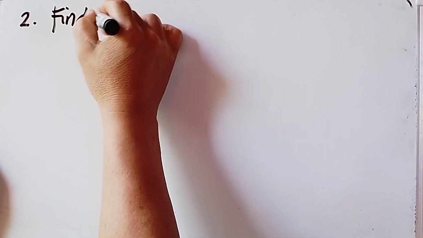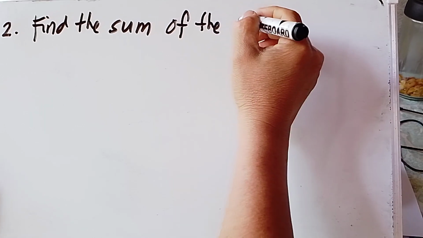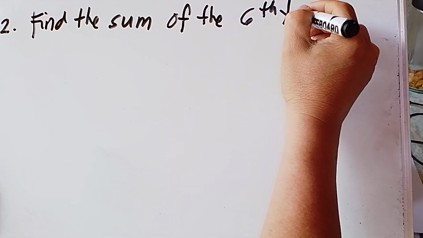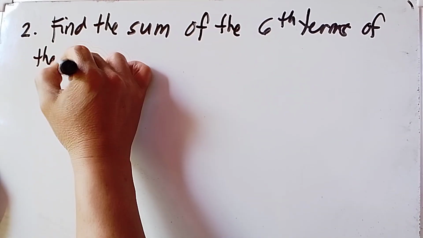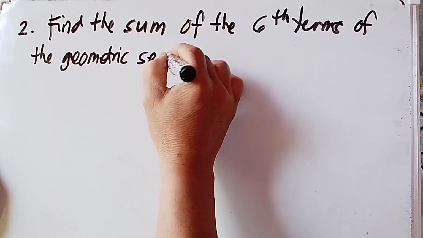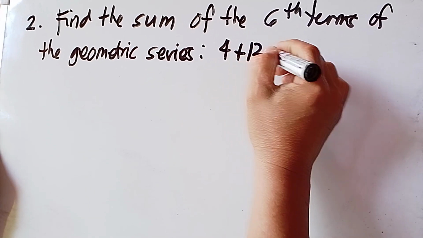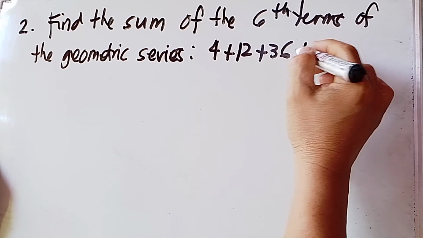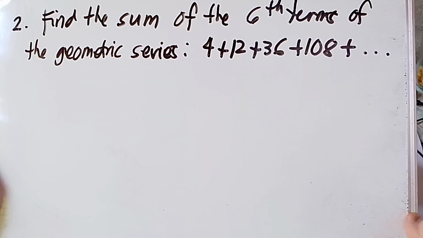So number 3 or number 2? Let's say number 2. Find the sum of the 6 terms of the geometric series, which is 4 plus 12 plus 36 plus 108 and then so on.